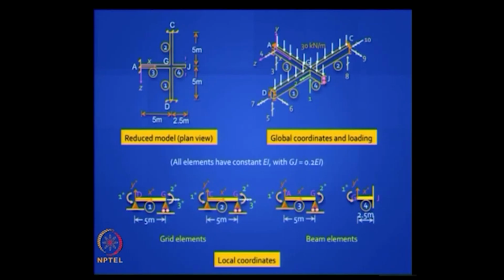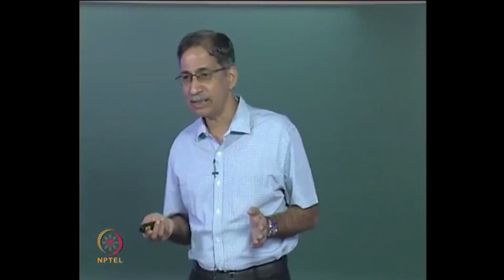So you identify the grid elements, which are elements 1 and 2, and the beam elements are 3 and 4, of which 4 can be simplified with 1 degree of freedom. Why? Because you have a guided roller support, which we have done before, so you can treat it like a cantilever. Is it clear? So we have made all the simplifications possible to reduce our work.